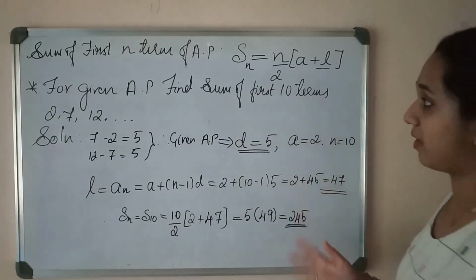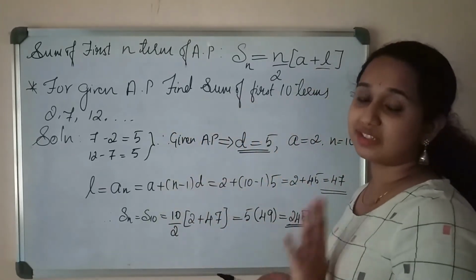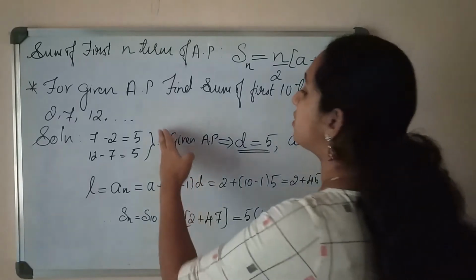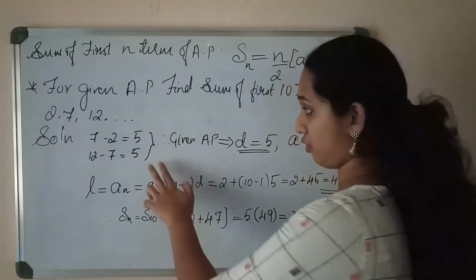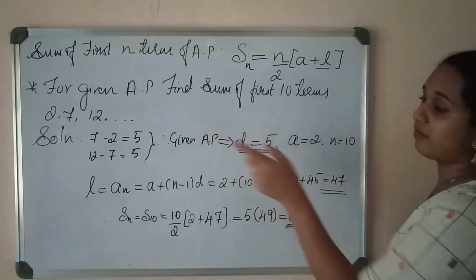I'll explain once again. They have given us the series and they have told us to find the sum of the first 10 terms of the arithmetic progression. First, find whether the given series is an arithmetic progression or not. Once you find that, simultaneously you will get the D. Once you get the D, then find the rest of the factors.